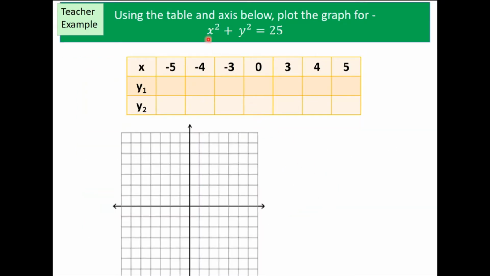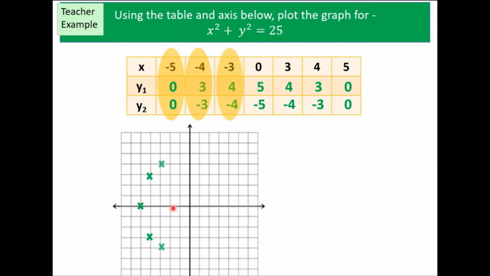In the same way, I can continue to use the same equation for different values of x and work out the y values for the table. Again, remember, for each x value there'll be two y values because you are square rooting. So when I plot the points, I can plot the corresponding points. When x equals minus 3, y is equal to 4 and minus 4, and so on. When x is 0, y is 5 and minus 5.